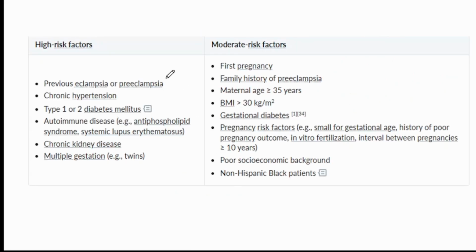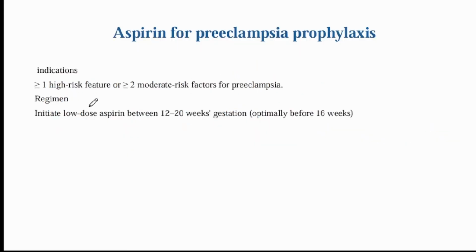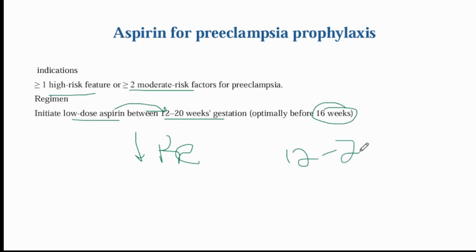Okay, so there are certain risk factors that are associated with development of preeclampsia. And why do we need to know these risk factors? Because if a person has one or more high risk factors or two or more moderate risk factors for preeclampsia, then we have to give her low dose aspirin, and that reduces her chances of developing preeclampsia. We start the low dose aspirin optimally at 16 weeks, but we can start it between 12 to 20 weeks. We keep giving her low dose aspirin till term when she delivers the baby, and after that of course we stop. So that's the importance of knowing these risk factors.